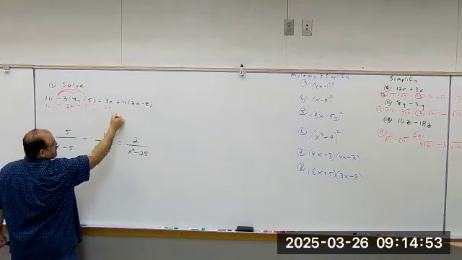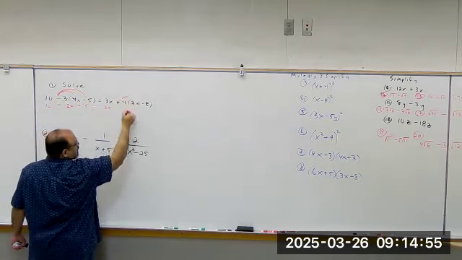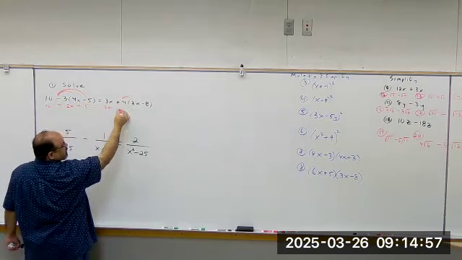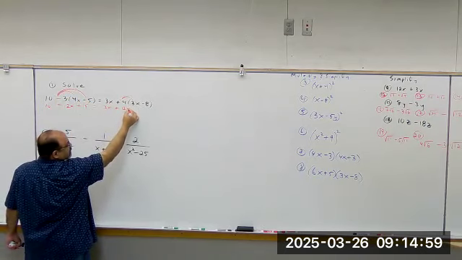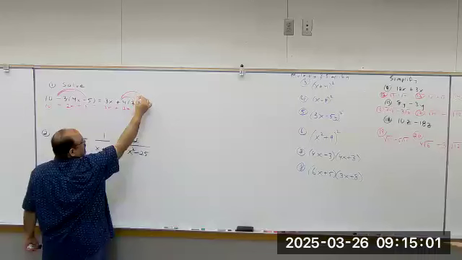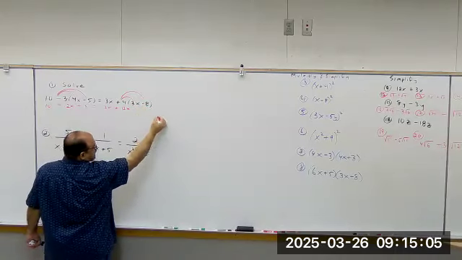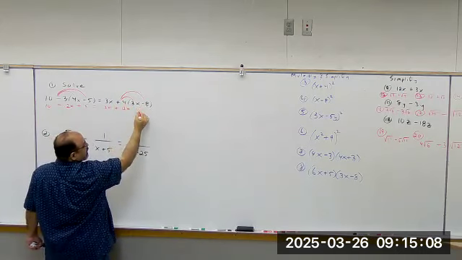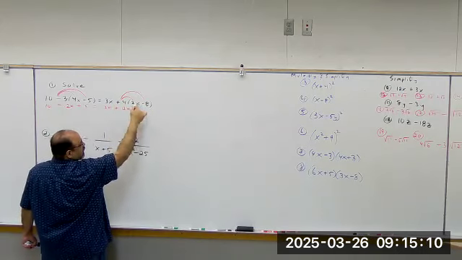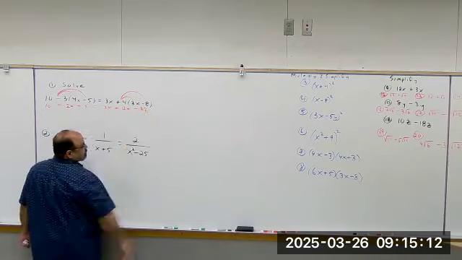3x. Positive 4 times positive 3x, that's a positive 12x. Positive 4 times the negative 8. Don't put plus and negative. Just go positive 4 times negative 8 is going to be a negative. 4 times 8, that's 32.